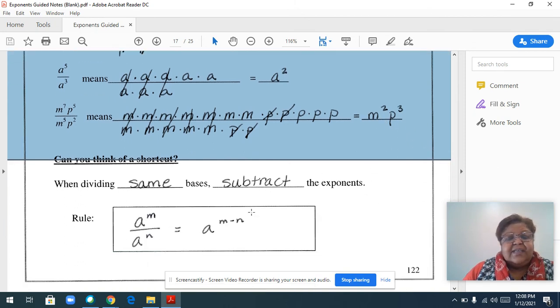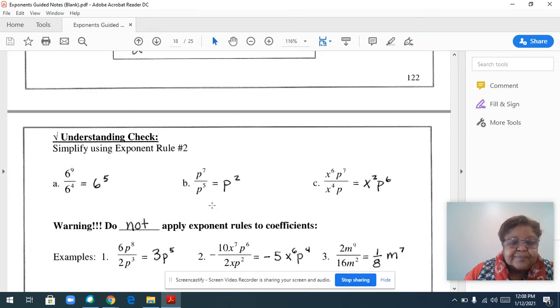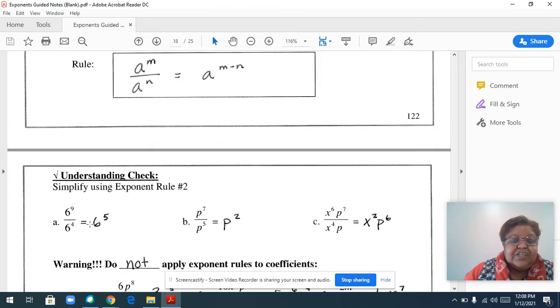So the shortcut is, when you're dividing same bases, subtract the exponents. And this is the rule. A to the m power divided by a to the n power is equal to a to the m minus n. So let's go over the understanding check. 6 to the 9th divided by 6 to the 4th. 9 minus 4 is 5. So I end up with 6 to the 5th power.